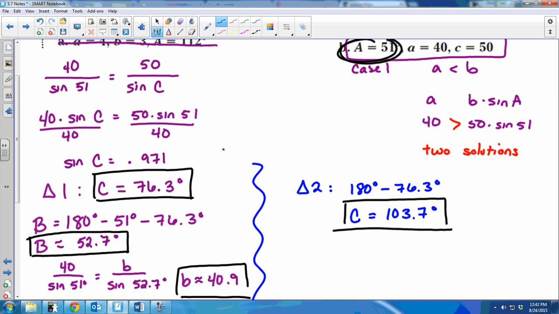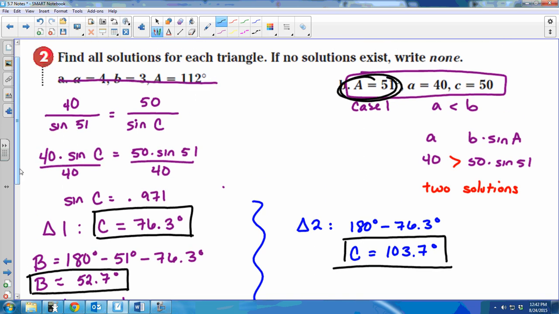Angle A was given to us, 51 degrees. We have 2. All the stuff that was given to us still applies to that second triangle. So I still know that A is 51 degrees. And now I know C is 103.7. So I can do the same steps I did on the first triangle. So in the second triangle, I'm going to do the same order of things I did before. I'm going to find angle B first, and then find side B.